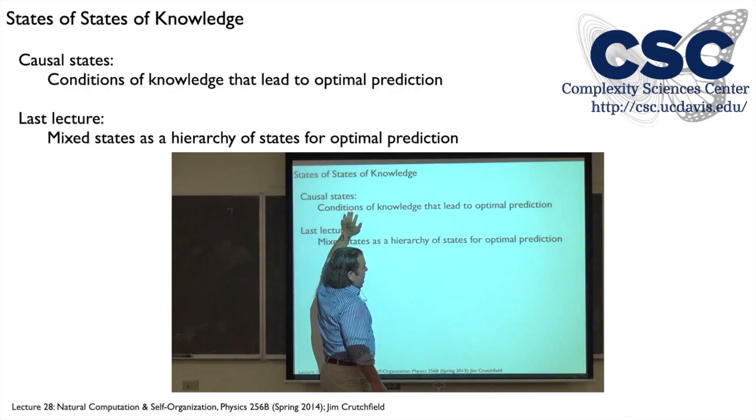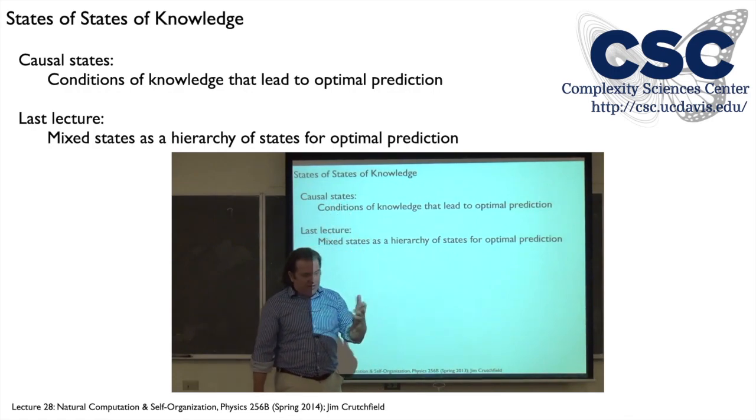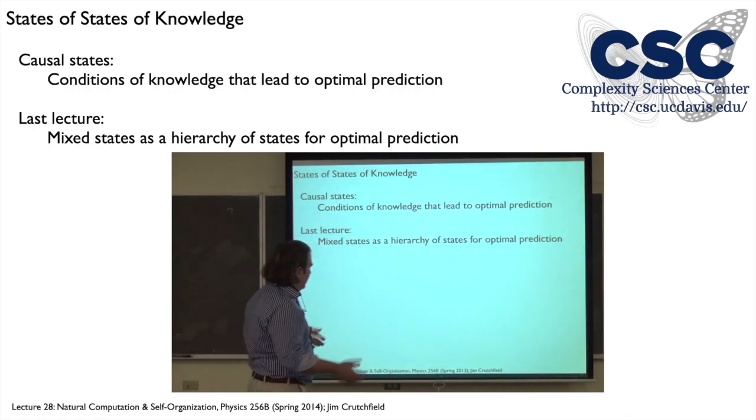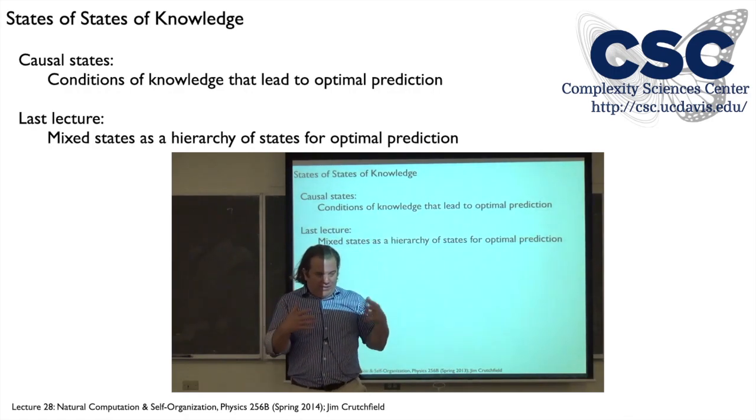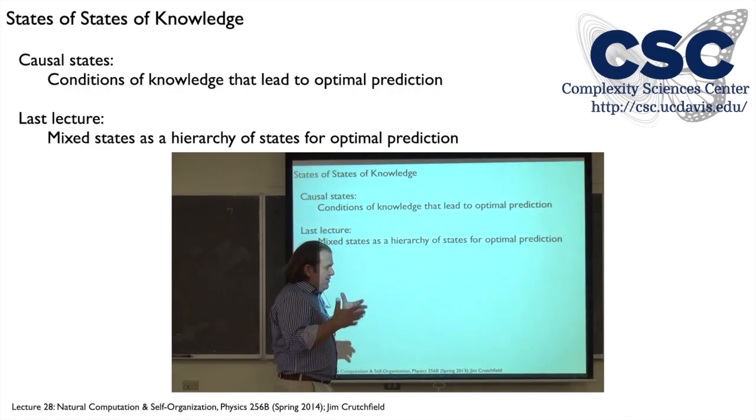The original idea weeks ago was we were interested in doing prediction, optimal prediction, and we came up with this causal or predictive equivalence relation that had us group histories together, and we called those partitions of the space of pasts causal states. Right? And they really were sort of conditions of knowledge that we needed, knowledge of the past that we needed to do optimal prediction.